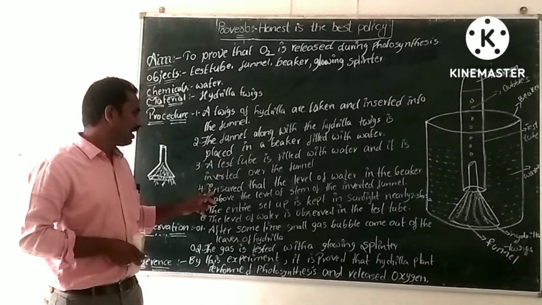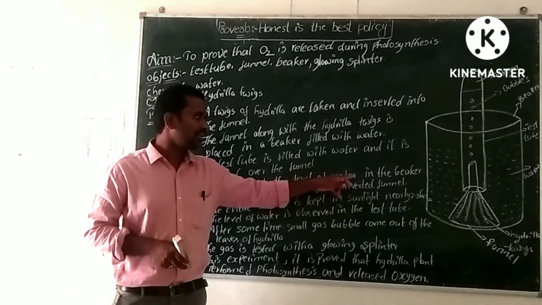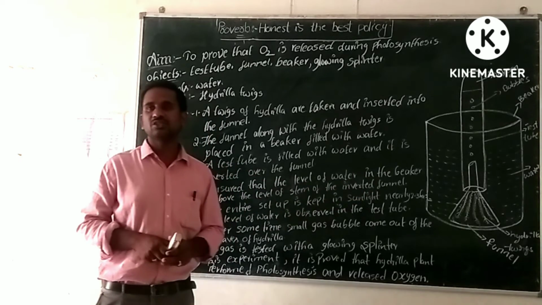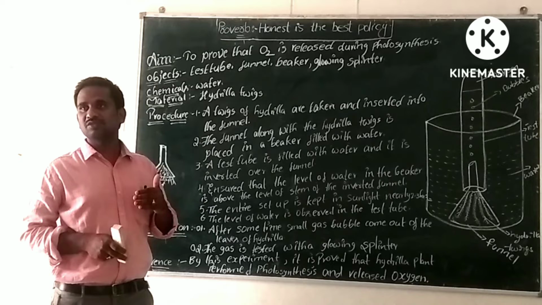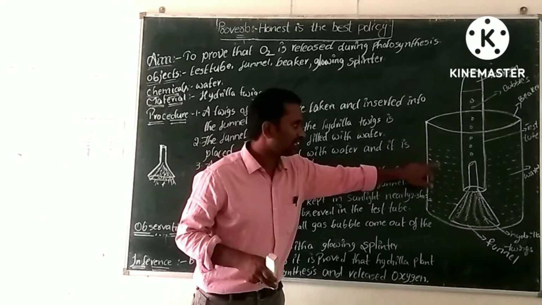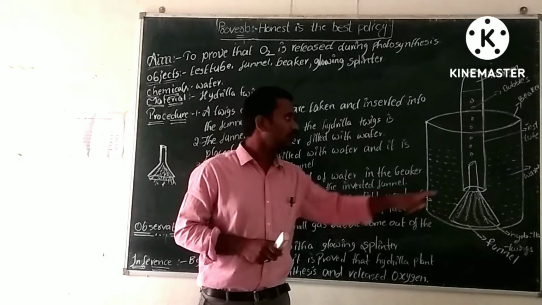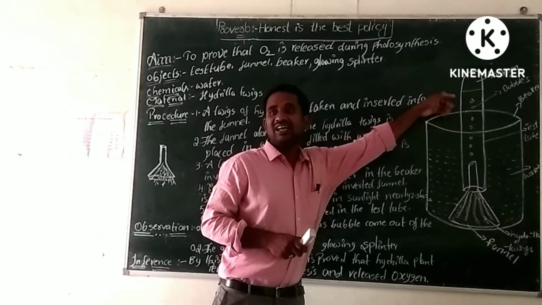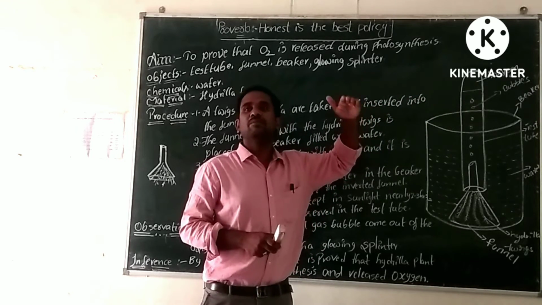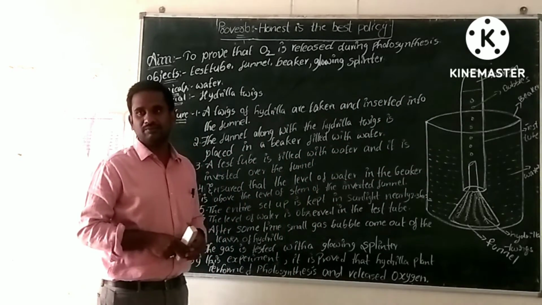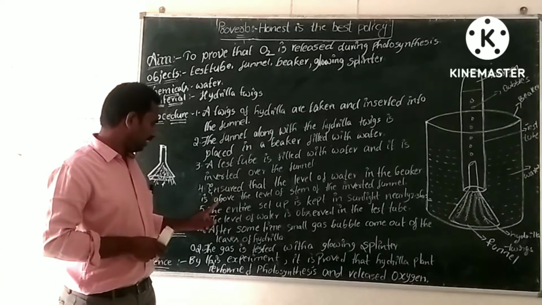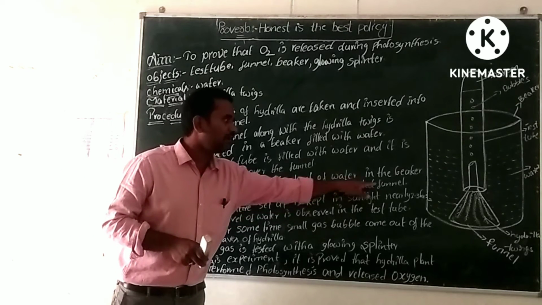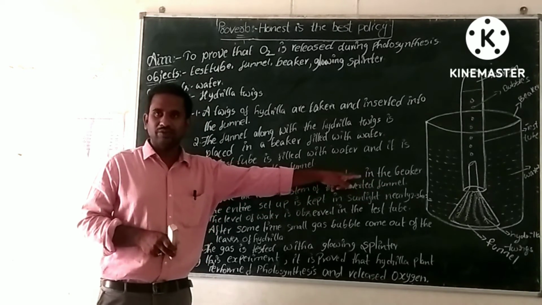Next, ensure that the level of water in the beaker is above the level of the stem of the inverted funnel. So we take the water above the funnel in the beaker, and also we take water in the test tube, so that the water level of the test tube is more than that of the beaker's water level. We have taken it like that.